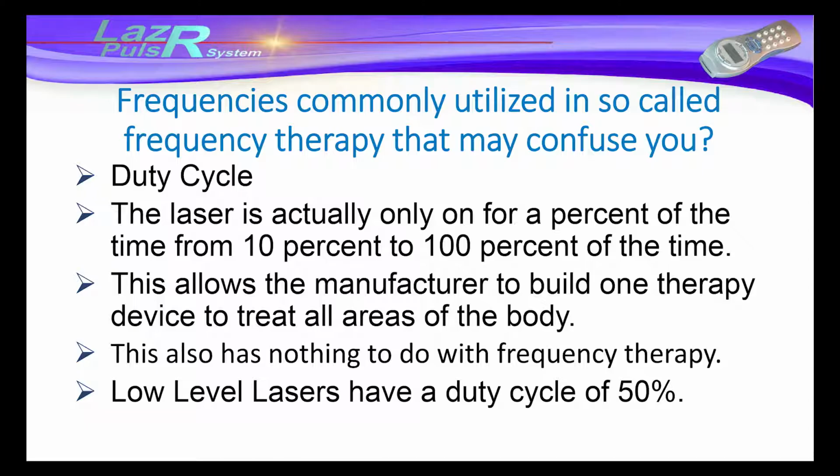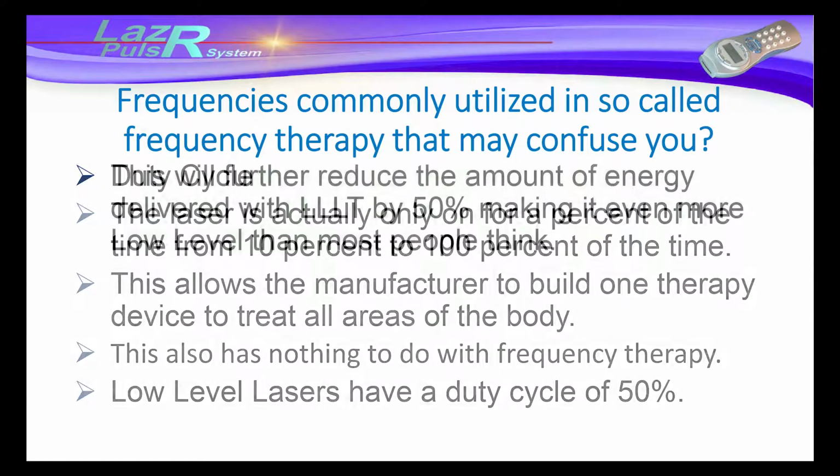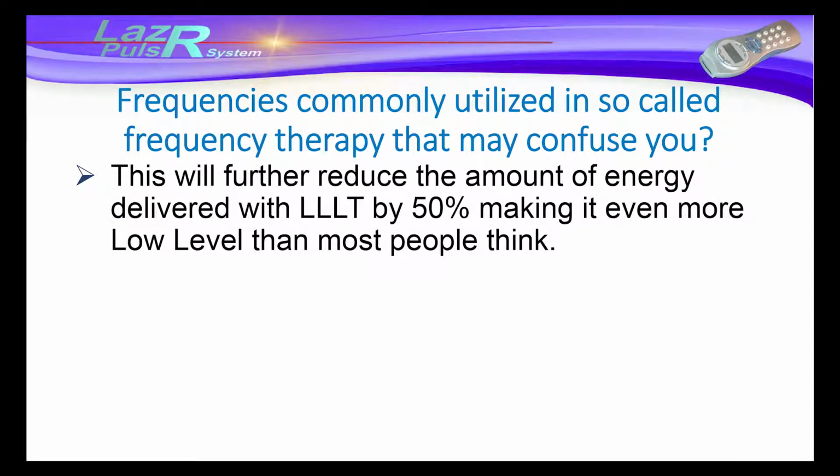Low-level lasers also have a duty cycle. When you pulse a low-level laser, you are turning the lasers on and off. The duty cycle for low-level lasers is 50%, as the time the laser is on during each pulse is equal to the time that it's off. This also has nothing to do with the pulse frequencies of low-level laser, but is just part of the pulsing mechanism. This will also further reduce the amount of energy delivered with low-level laser therapy by 50%, making it even more low-level than most people realize.